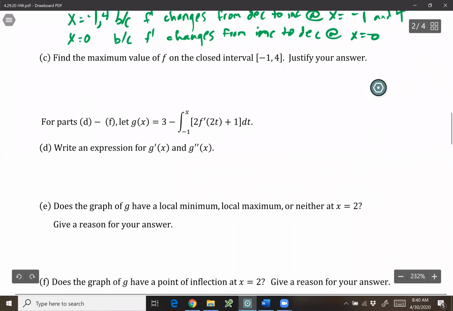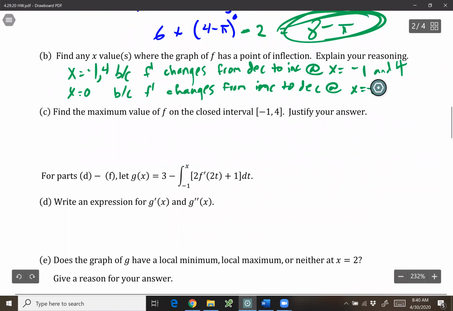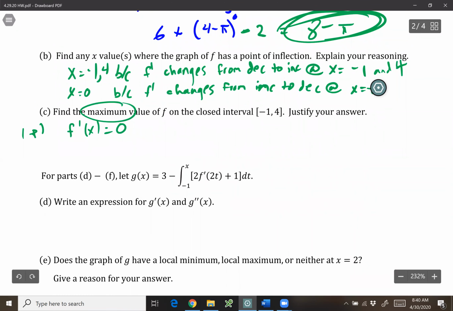All right, part C says find the maximum value of F between -1 and 4. First thing is we're going to set F prime of x equal to 0 to get our critical points. We do that anytime we're trying to find a max. That's step 1. That's like a point just for writing that.